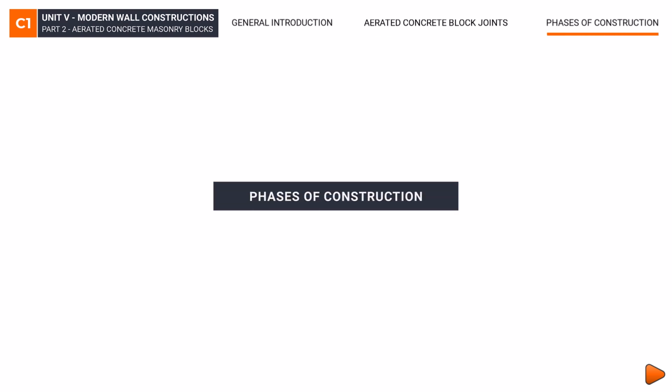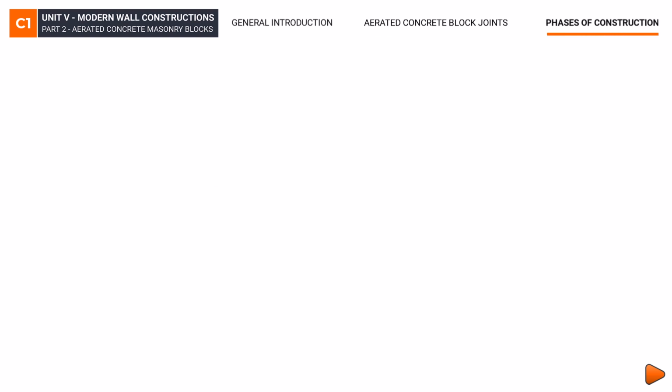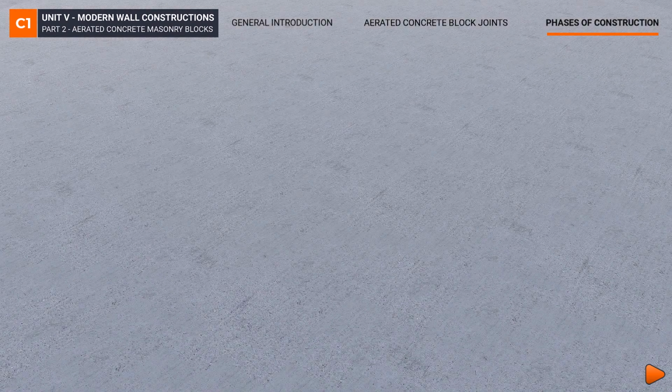Phases of construction. The construction process is as follows. 1. We set the walls, connections and openings on the reinforced concrete slab with a chalk line. 2. The soil moisture proofing under the wall is fixed to the reinforced concrete slab, and the crucial points are marked again.